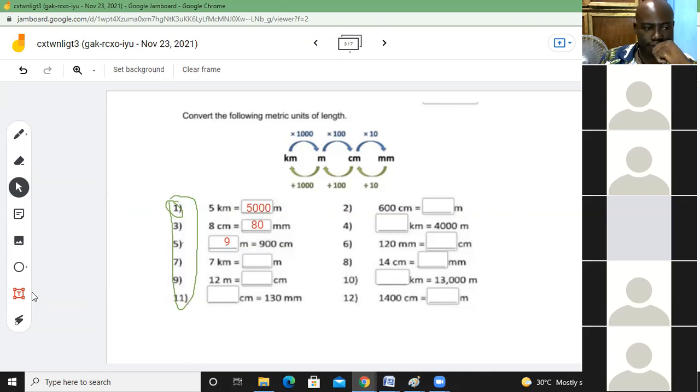Tyrese, number seven. Number seven, sir. 7,000 meters. Exactly, sir. All right. Anybody want to confirm that with him? I agree, sir. All right. Looking good.